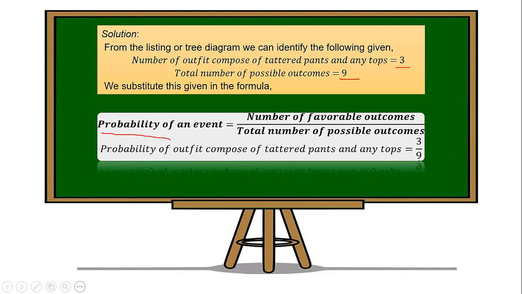The probability of an event is equal to the number of favorable outcomes over the total number of possible outcomes. So the probability of an outfit composed of tattered pants and any tops is 3/9.